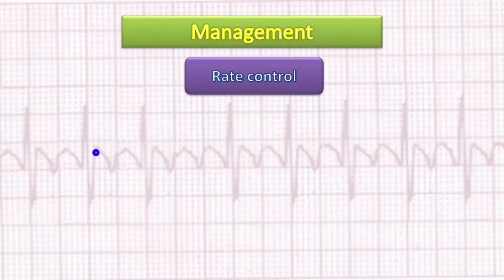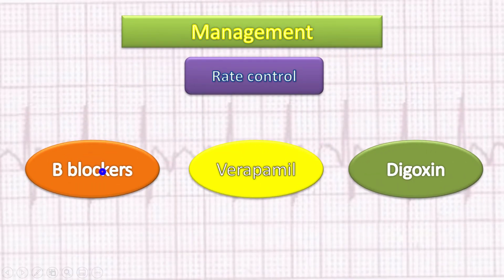bad habit. Regarding the rate control, we have three categories of drugs, which are the beta blockers, calcium channel blockers, and digoxin.